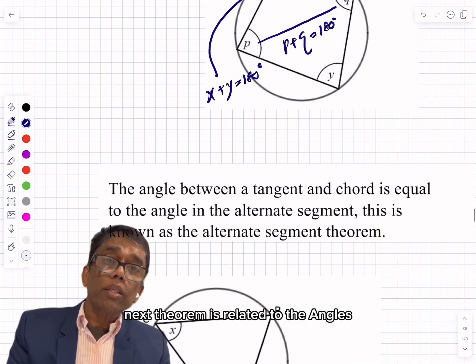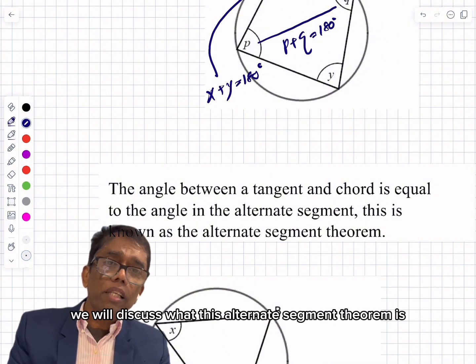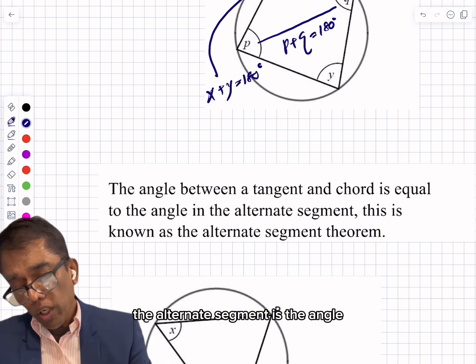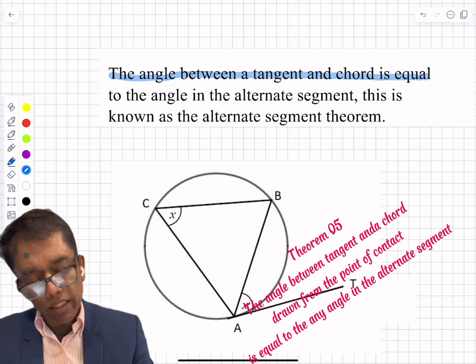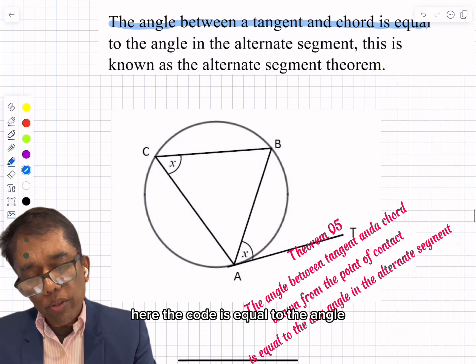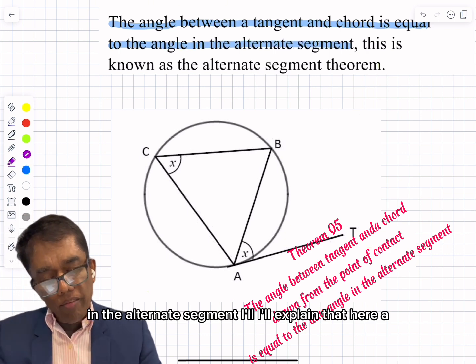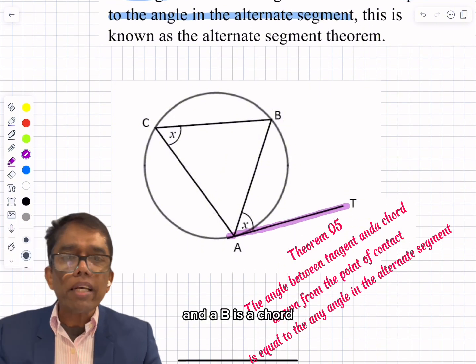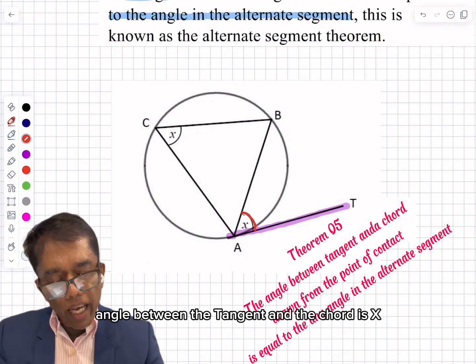The next theorem is related to the angles in different segments. Actually, it is called the alternate segment theorem. We will discuss what this alternate segment theorem is. Here, the angle between the tangent and chord is equal to the angle in the alternate segment. I'll explain that. Here, AT is a tangent to the circle and AB is a chord. The angle between the tangent and the chord is X.